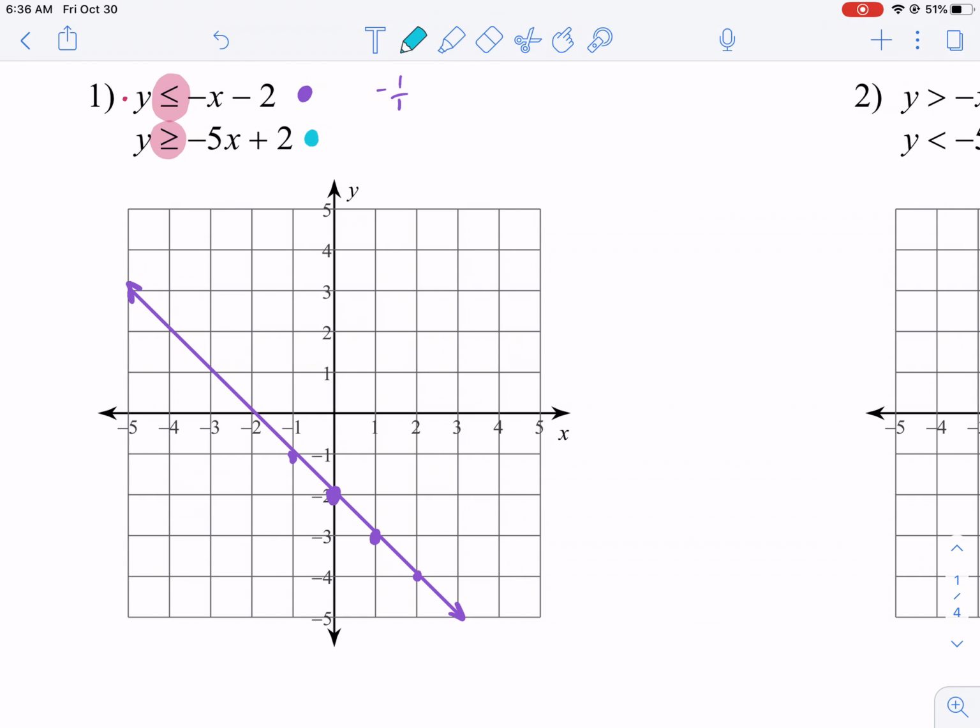Second one, light blue. I go to +2, and then I'm going to go down 5 over 1. 1, 2, 3, 4, 5 over 1. Looks like it lands on that same point there.